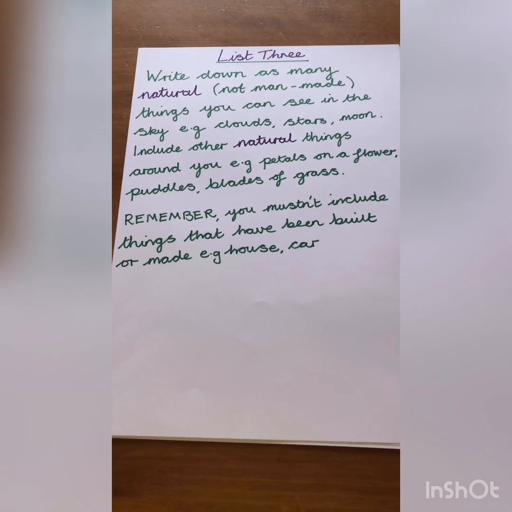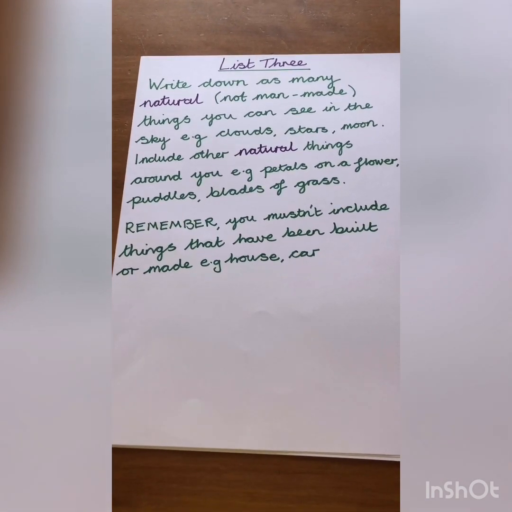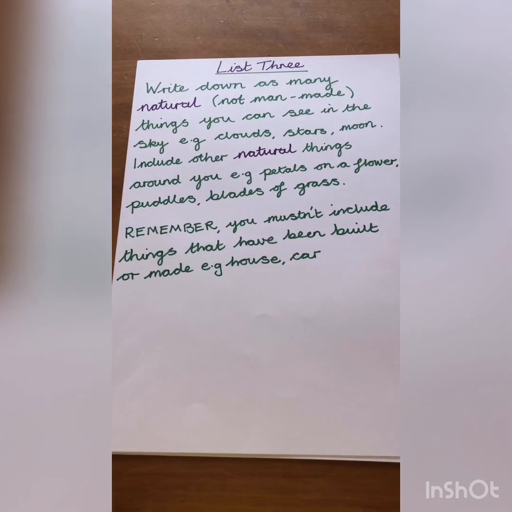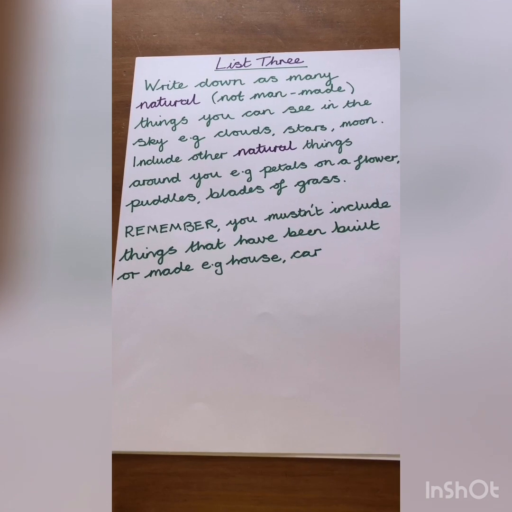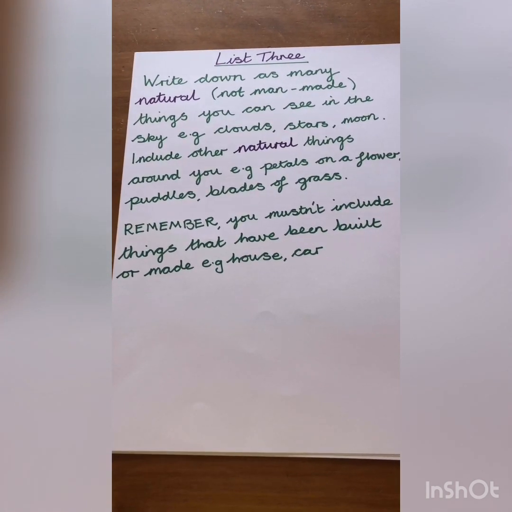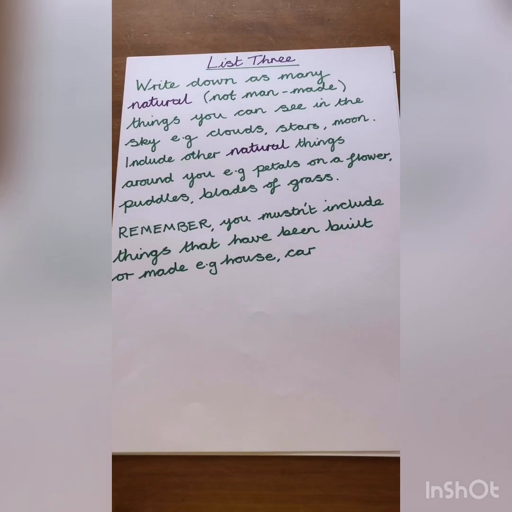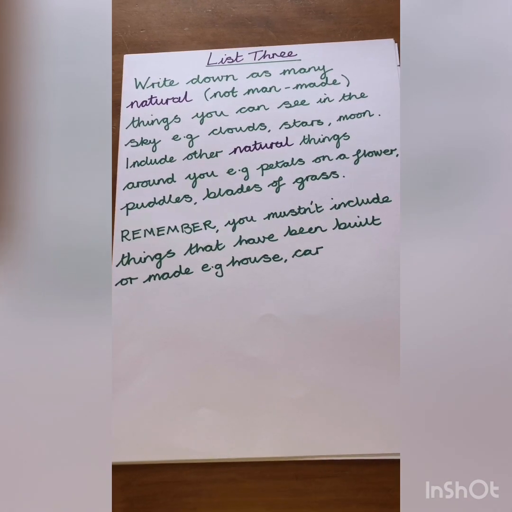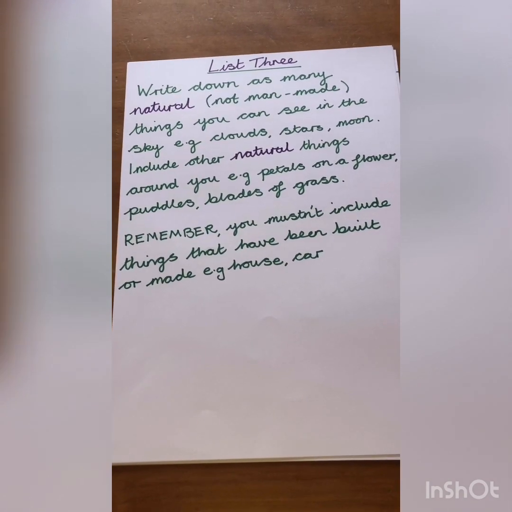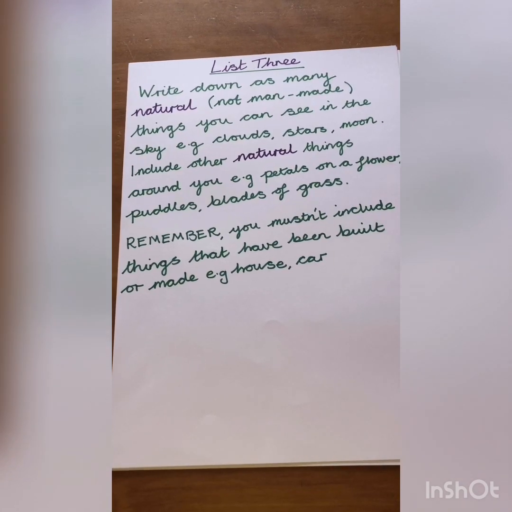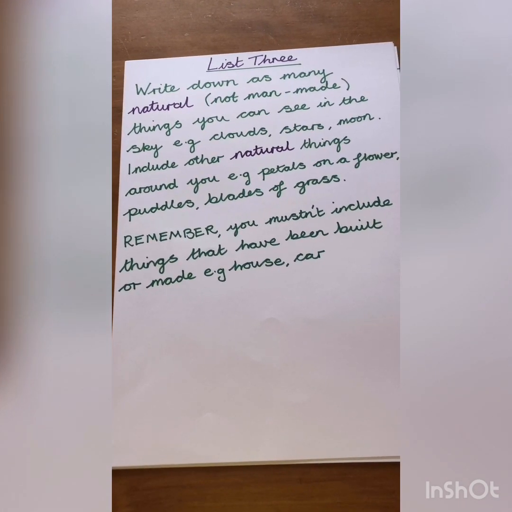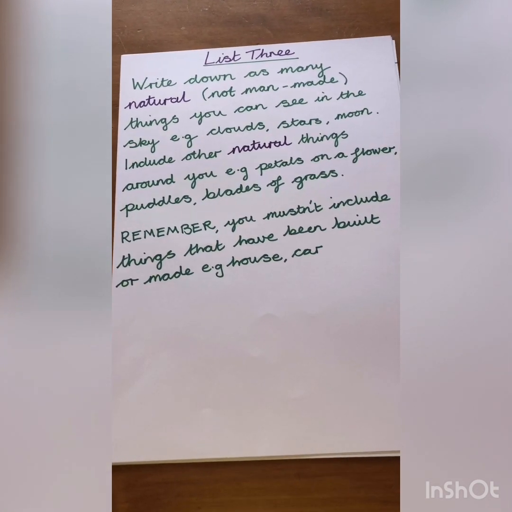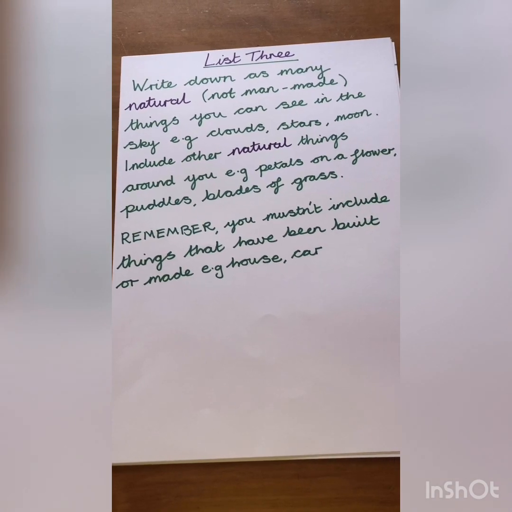So step 3 in the Room of Stars activity is to create a final list of as many natural things, those are things that occur naturally, not man-made, that you can see in the sky. So for example, you could have clouds, stars, the moon. You could also include other natural things that you might find around you in your own environment. For example, petals on a flower, puddles on the ground, blades of grass. Remember, you mustn't include things that have been built or made, for example, house or car. They must be natural. Pause the video and make your own list of natural things.